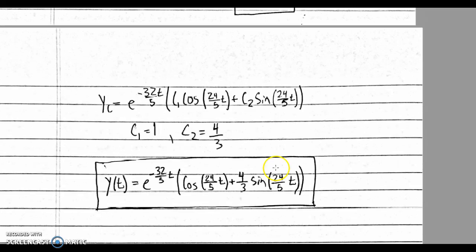We can then substitute these values of c into our original y sub c equation and find our general solution, and that is y of t is equal to e to the negative 32 fifths t times cosine of 24 fifths t plus 4/3 sine of 24 fifths t. And that is our final equation of motion for this differential equation of a spring.